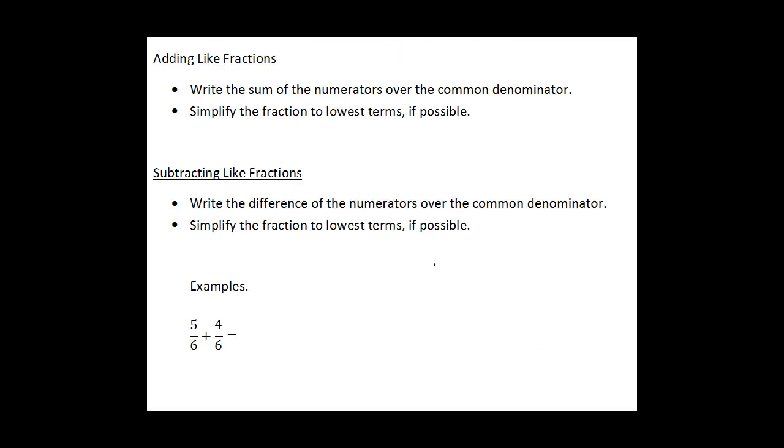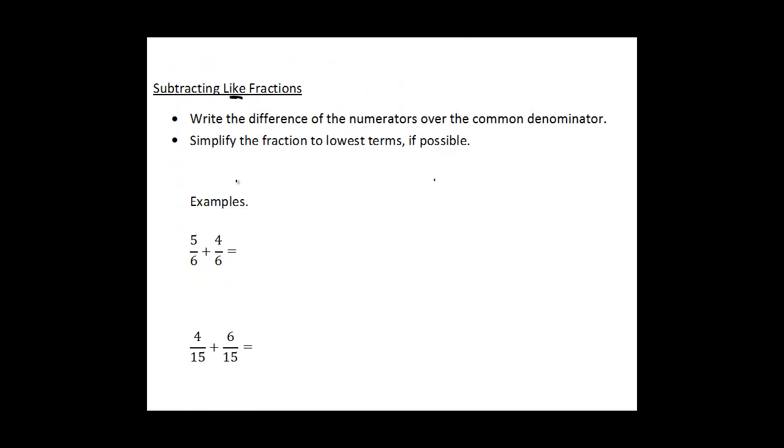Adding like fractions. The way we add like fractions is we write the sum of the numerators over that common denominator. Again, because they are like fractions, we have the same denominator, so it's a common denominator. And then we simplify the fraction to lowest terms if possible. Those are the steps we took in adding a fraction. Now subtracting like fractions, we write the difference of the numerators over that same common denominator and simplify to lowest terms if possible. Again, these are the procedures for like fractions.